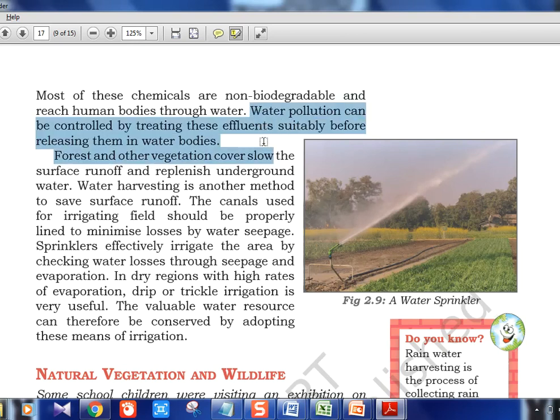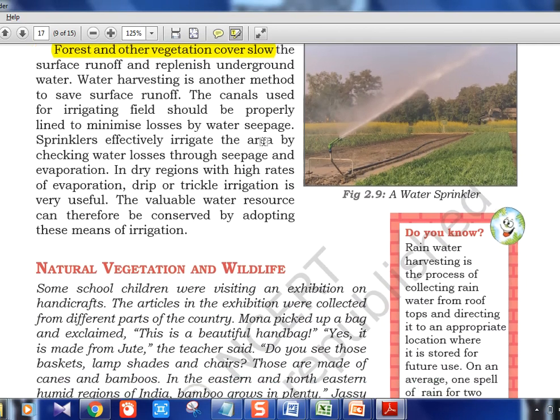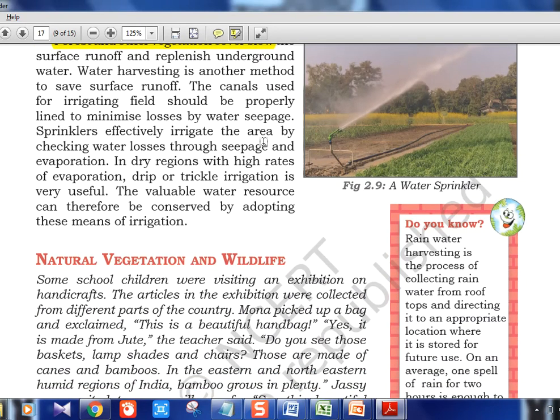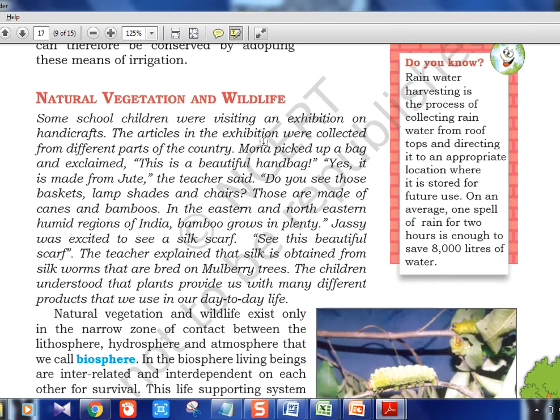Again, treating effluents, these we'll do in detail anyway, so we don't need this from class 8 level reading. Water sprinkler, natural vegetation and wildlife.